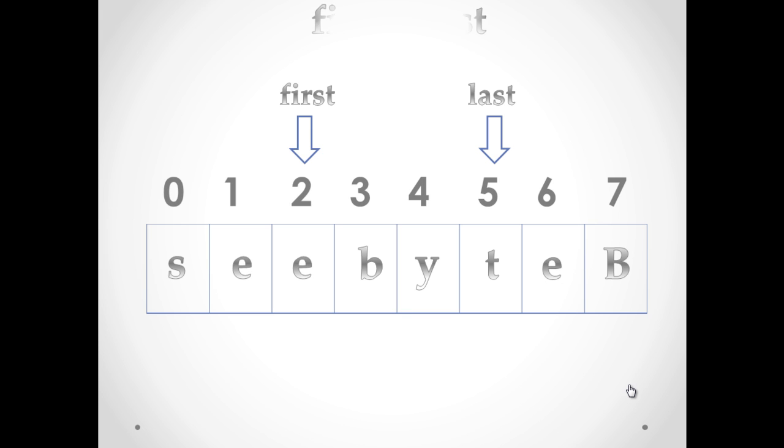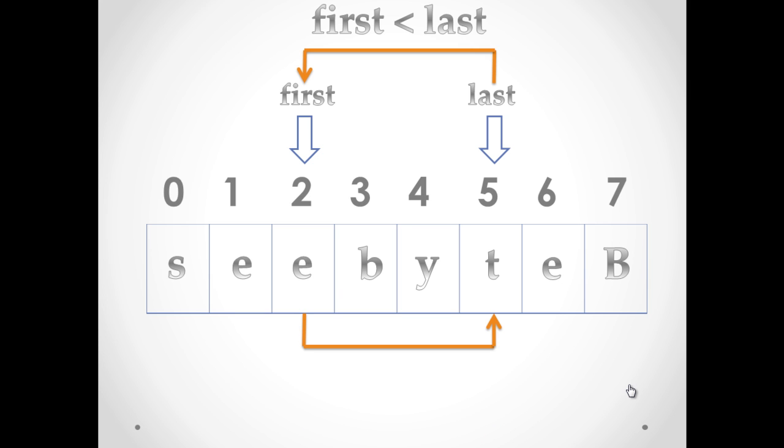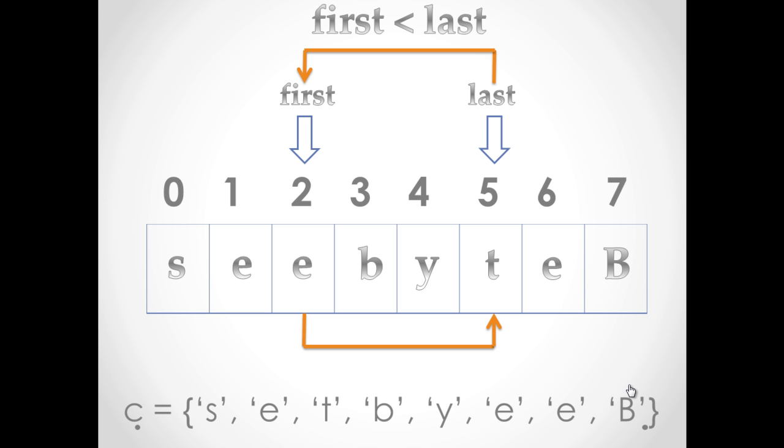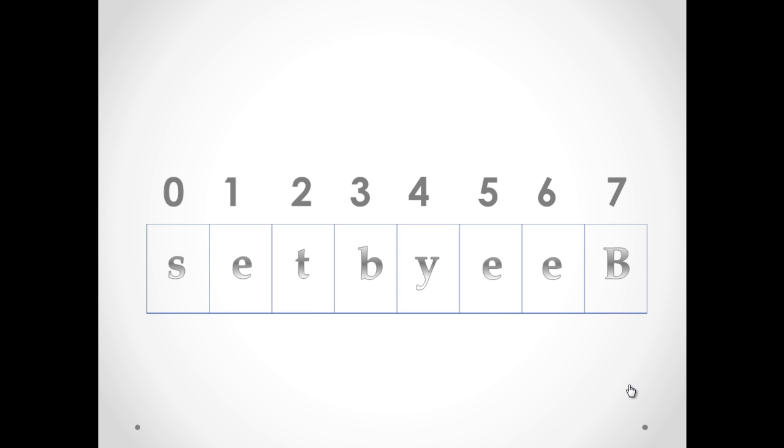Now the first is pointing to the second index, and the last is pointing to the fifth index. Again the condition becomes true, that is first less than last. And again we will swap the two characters, that is second index with the fifth index and the fifth index with the second index. And again we have modified the existing array. Again we will increment the first and decrement the last.